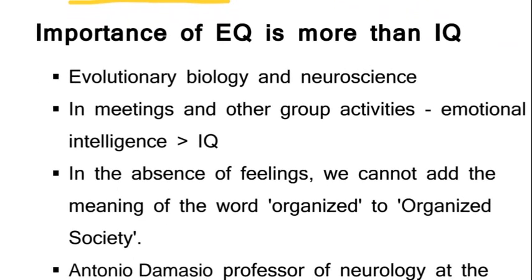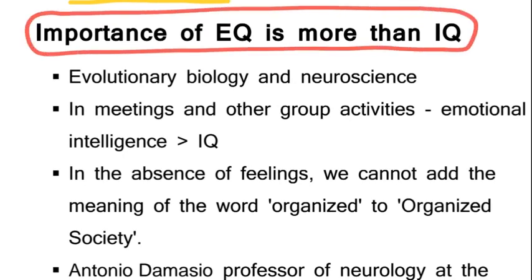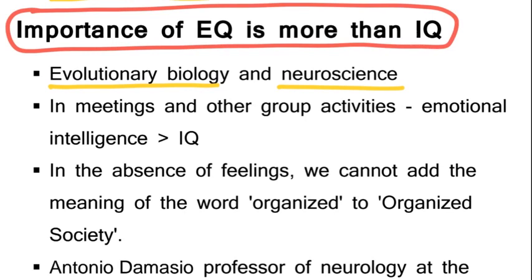Now, moving on to the next topic, that is importance of emotional intelligence. Evidence from evolutionary biology and neuroscience suggests that emotions are much more efficient as compared to IQ in the formation of group intelligence and social capital. Suppose in meetings and other group activities, when people come to support each other, the most important element of group intelligence is not average or highest IQ, but emotional intelligence. The only person in that group with low emotional intelligence can weaken the collective IQ of the entire group.